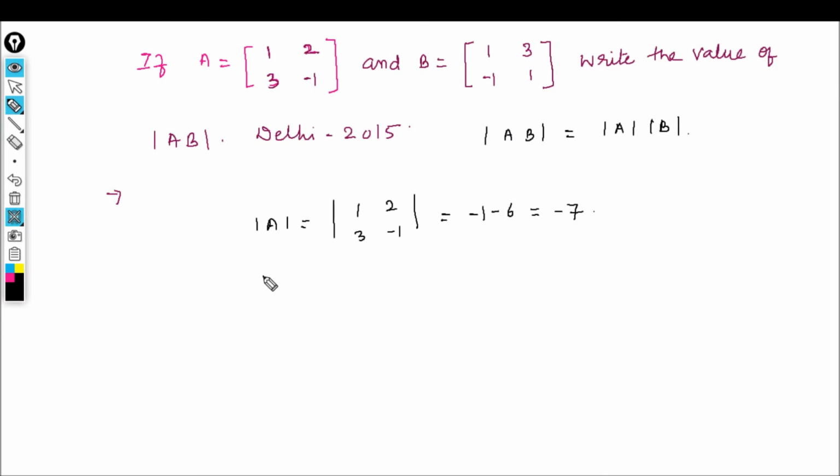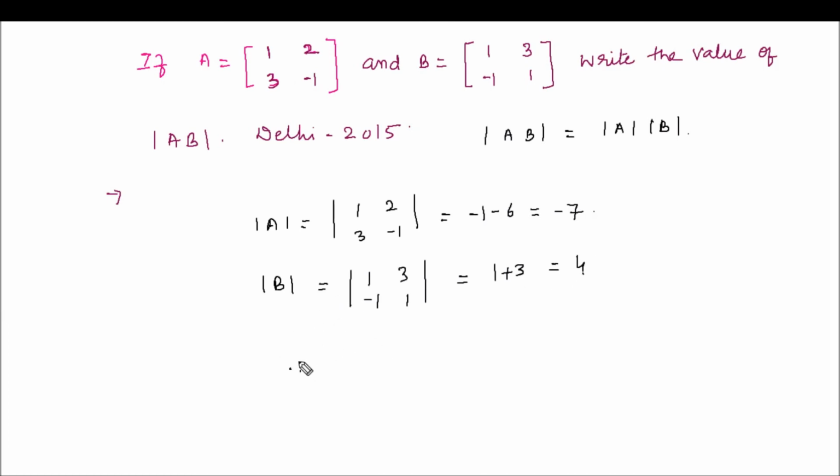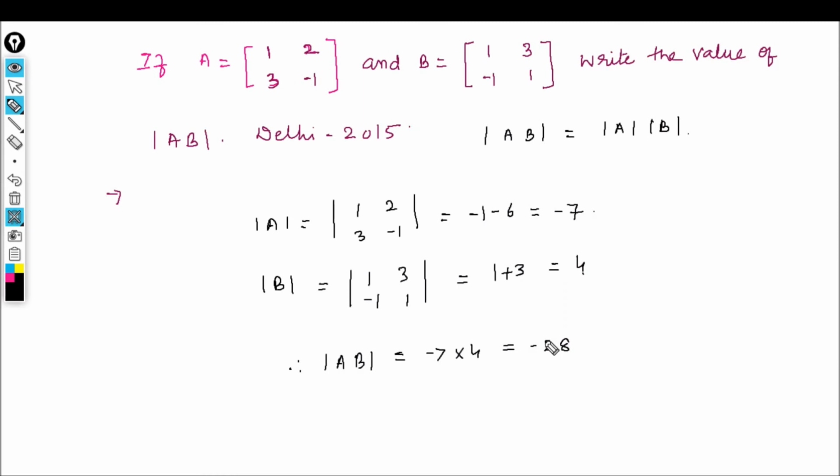Determinant of B is equal to determinant of 1, 3, minus 1, 1. So this is equal to 1 plus 1 into -1 into 3. This is 3. So it is equal to 4. So therefore determinant of AB is equal to -7 into 4. It is -28.